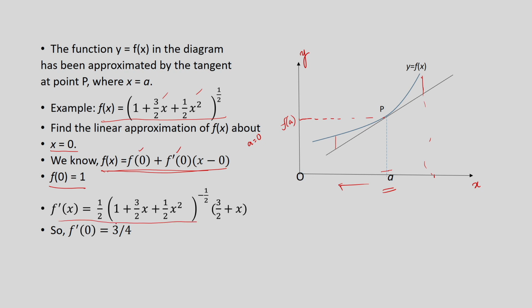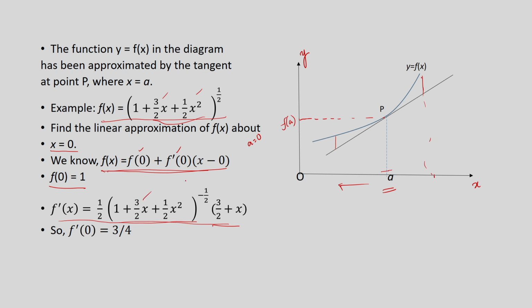And I will get this particular expression, half of (1 plus 3 divided by 2 x plus 1 divided by 2 x square) to the power minus half, whole thing multiplied by (3 divided by 2 plus x), right, because we have to differentiate the term inside with respect to x, and if we do that, I will get 3 divided by 2 plus x. Okay. Now, this is the form for f dashed of x, and so here I am just going to put x is equal to 0.